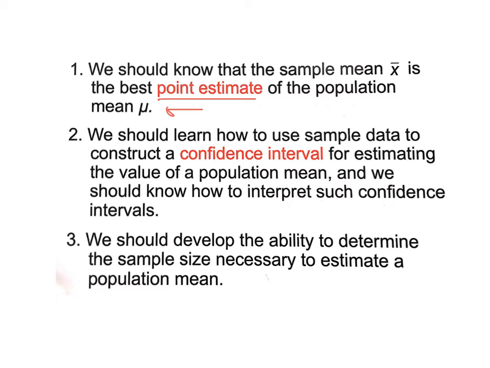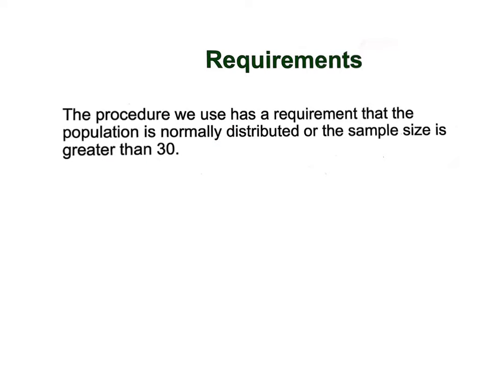We're going to learn how to use sample data to construct a confidence interval, like we have been doing with proportions, for the value of the population mean, and we should know how to interpret it, which we should already know. And number three, we're also going to develop the ability to figure out what kind of sample size we need to estimate the population mean. We're actually going to do that tomorrow, on the next video instead of this one.